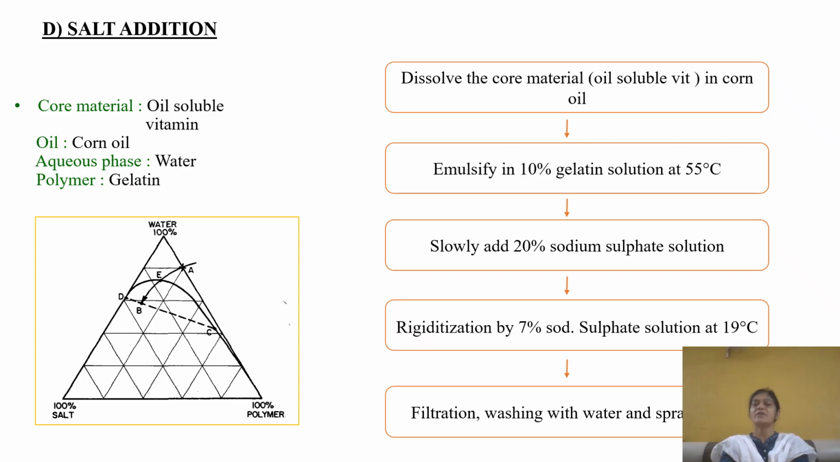Once you add the 20% sodium sulfate solution, we have to again go for the rigidization process by addition of 7% sodium sulfate solution, but maintain the temperature at 19 degrees centigrade. So once you maintain the temperature at 19 degrees centigrade, now you will get microcapsules. So filter it, wash it with water.